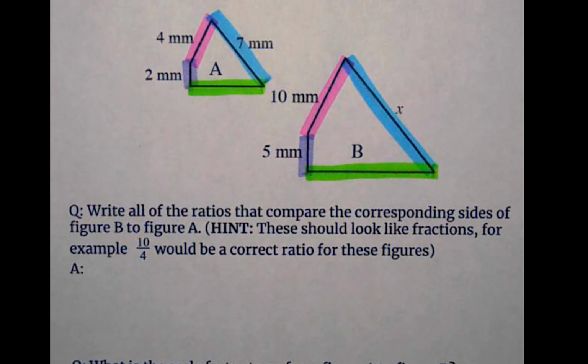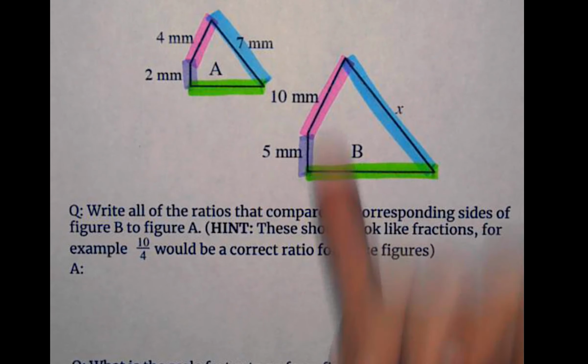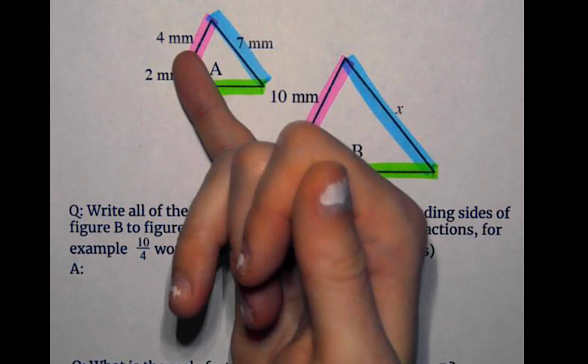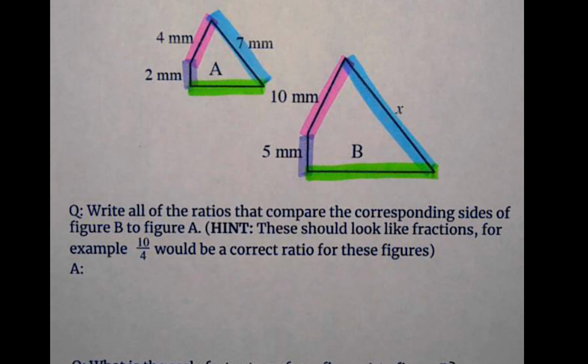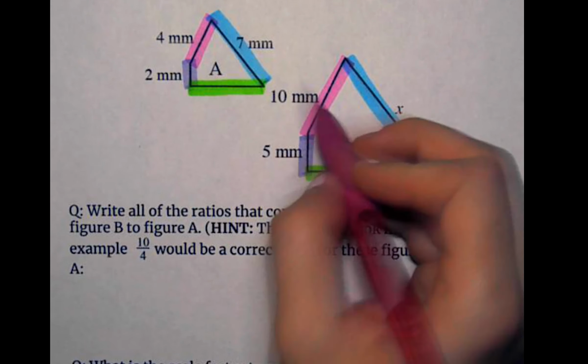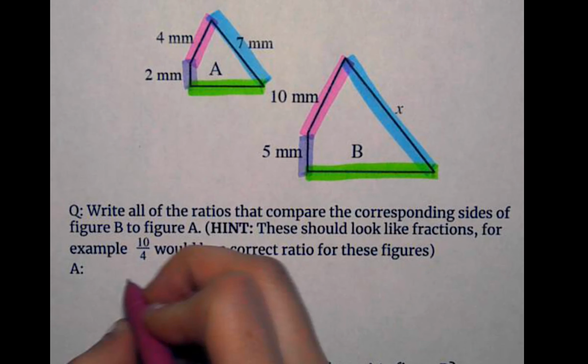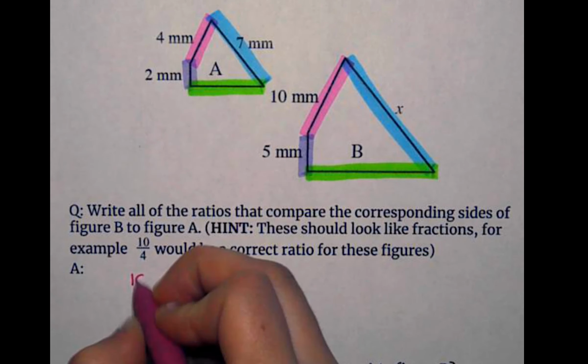We're going to write down all of the ratios that compare the corresponding sides of figure B and figure A. One example would be 10/4. That just shows this 10 millimeters over this 4 millimeters. So we're actually going to write that down, and because I have it highlighted pink, I'm going to write it in pink. I have 10/4.